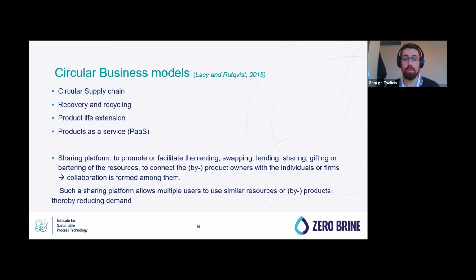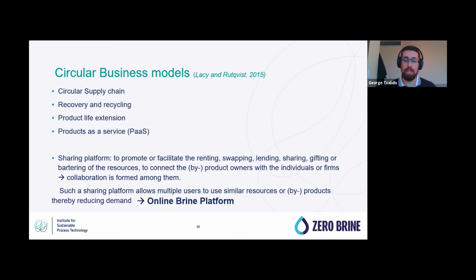Next to all of these models or concepts, there is also the sharing platform. And in this case, platforms can be used to promote or facilitate renting, swapping of resources, and to connect different corporations, different stakeholders in order to initiate, to promote collaboration among each other.